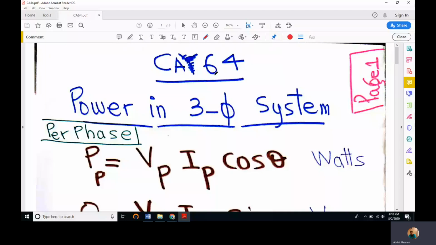Welcome to the 64th lecture. We are studying circuit analysis, and we are studying three-phase systems. Today we'll study power in a three-phase system.